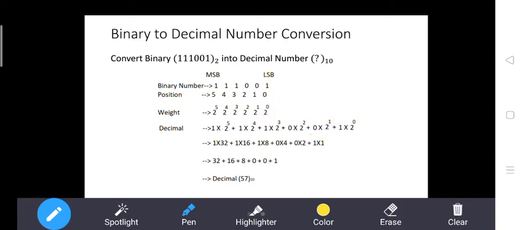If we simplify this, you get 32 plus 16 plus 8 plus 0 plus 0 plus 1. If you perform the addition, you find that this addition is 57. That is, binary 111001 is equivalent to 57 in decimal. I hope you understand.